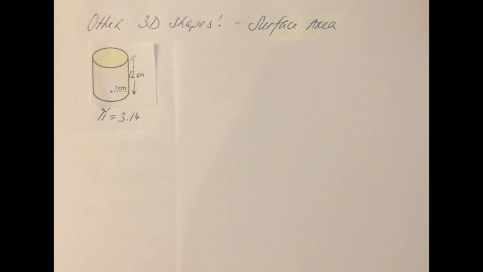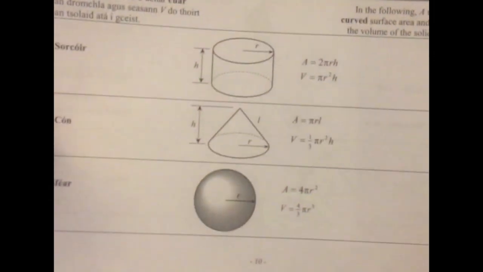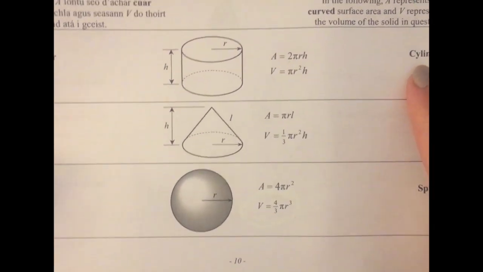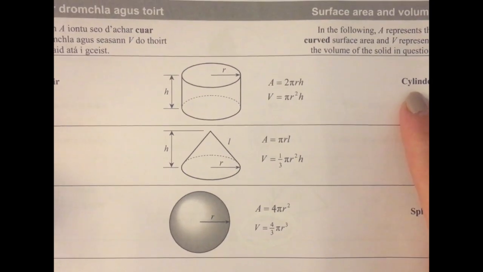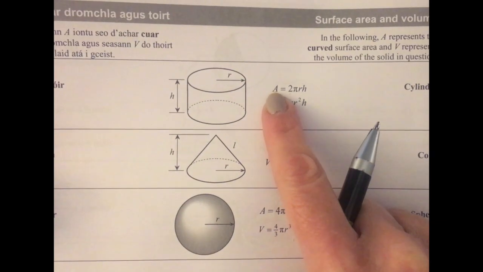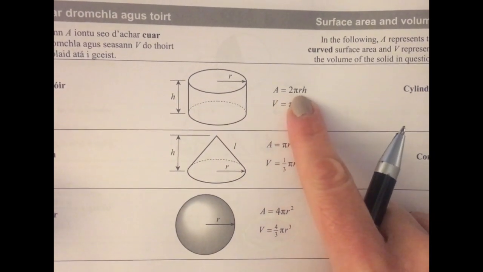Okay, now let's take a look if they ask about surface area. All right, so let's take a look in our log table. If you go to your log tables, page 10, there we can see our formula for cylinder. We can see that the volume's pi r squared, and A for area is 2 pi r h.